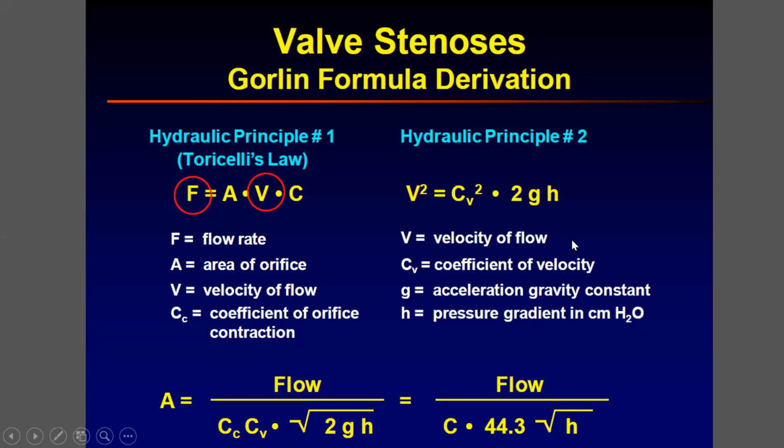So if people ask you, how did people derive the mitral valve area or aortic valve area before the time of echocardiogram? They derived it from catheterization by virtue of Gorlin's equation. Right? So let's stop now.